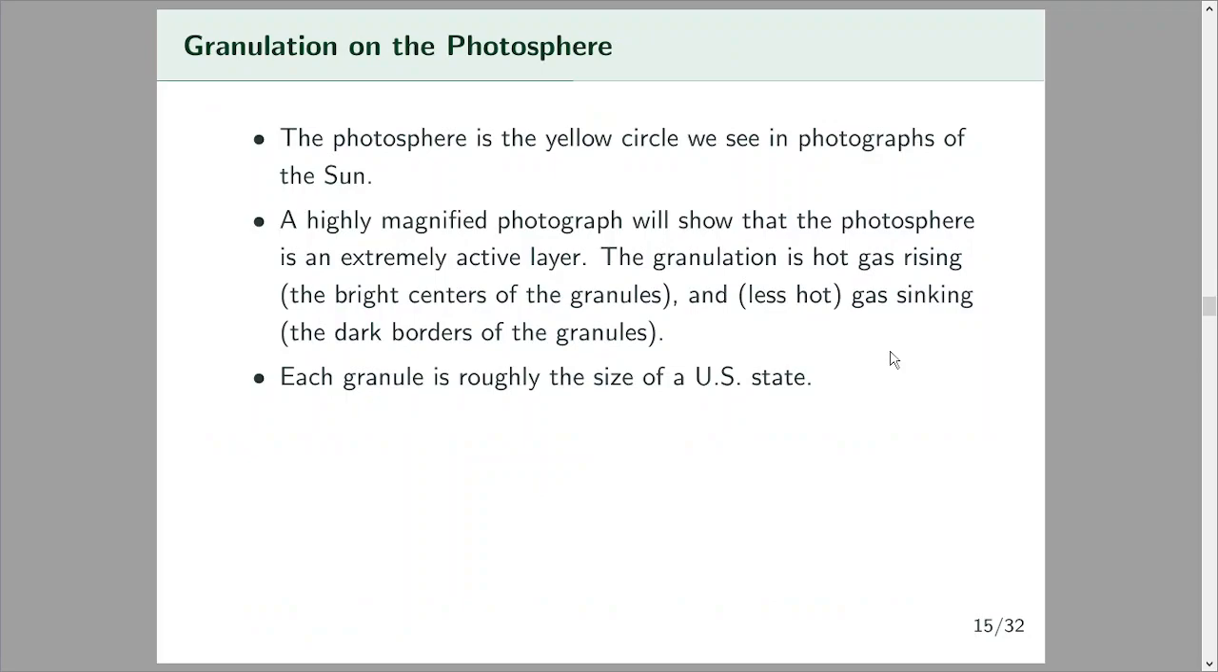The photosphere is the yellow circle we've seen in photographs of the sun. A highly magnified photograph will show that the photosphere is an extremely active layer. Granulation is hot gas rising. That's the bright centers of the granules. And less hot gas sinking, that's the dark borders. Each granule is roughly the size of the United States.